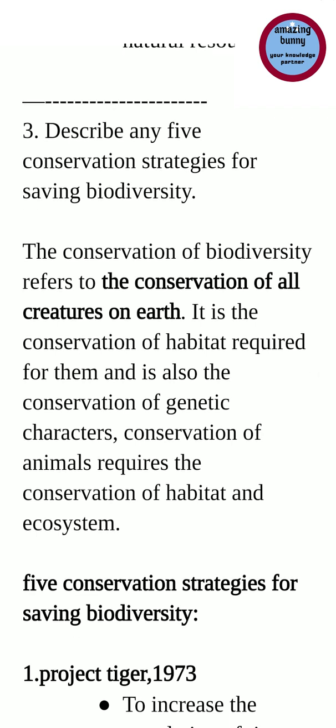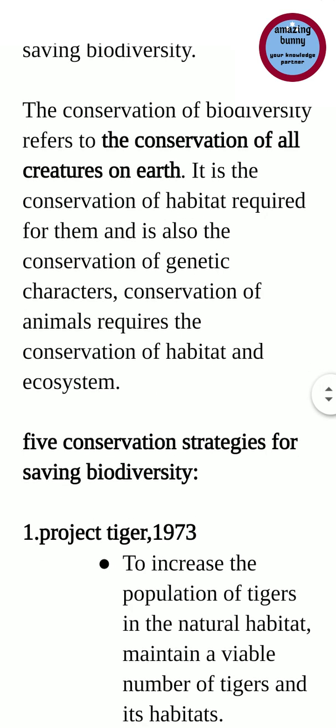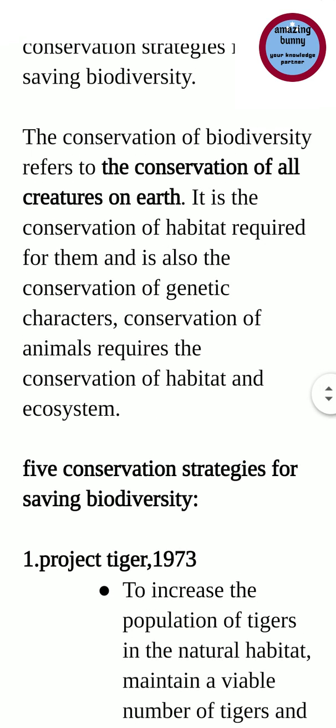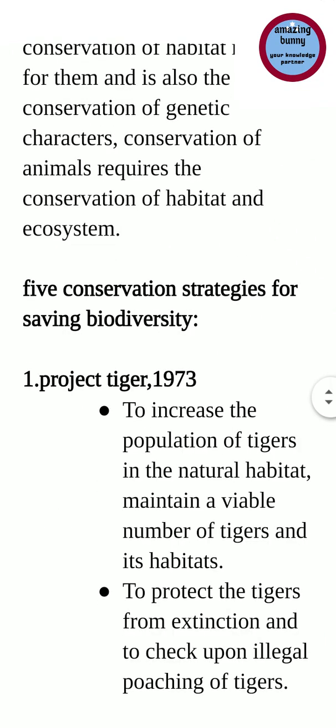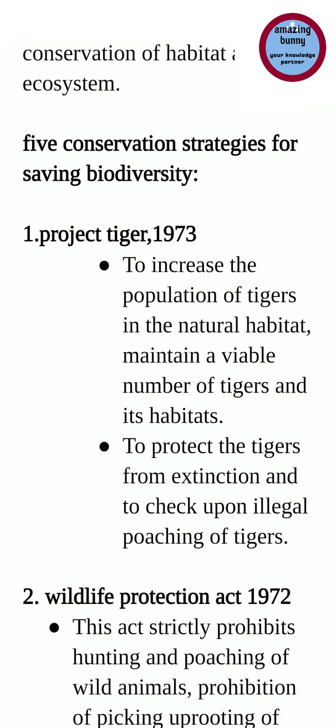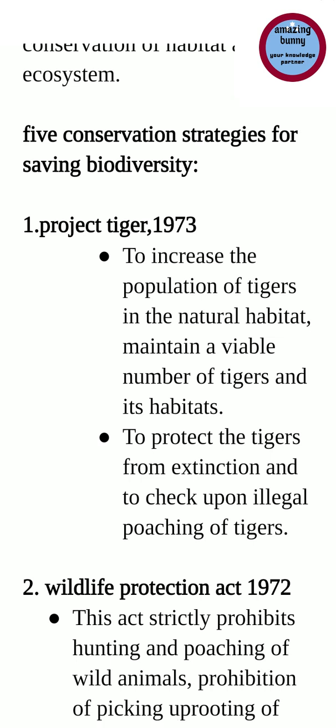Describe any 5 conservation strategies for saving biodiversity. The conservation of biodiversity refers to the conservation of all creatures on earth. It is the conservation of habitat required for them and is also the conservation of genetic characters. Conservation of animals requires the conservation of habitat and ecosystem. 5 conservation strategies for saving biodiversity.